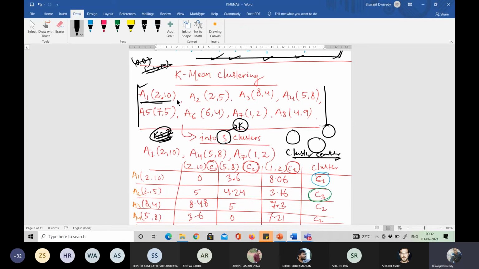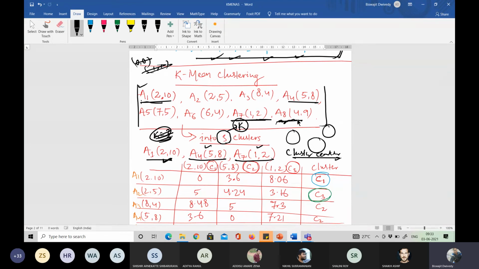But usually choose three cluster centers from this data set. Here my initial clusters I have taken as this one, 2 comma 10, as A1, the second as A4, and A7. This one, 2 comma 10, is my first initial cluster center, 5 comma 8 is the second initial cluster center, and A7, 1 comma 2, is the third cluster center. I have just chosen like that. You can choose any value. You can also choose A8, or A3, anything you can choose. Otherwise, you can choose any data point which is not inside this data set.